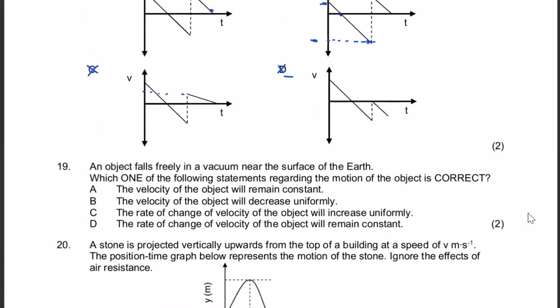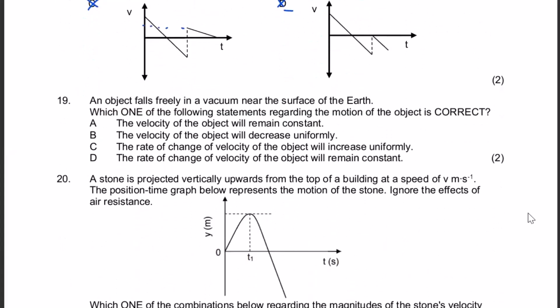Then moving on to question number 19, it reads there, an object falls freely in a vacuum near the surface of the earth. Which one of the following statements regarding the motion of the object is correct, right? So we should know that our acceleration is going to be constant. That's number one. So the rate of change of velocity is also going to be constant, right? So if we were to go to these options, A says the velocity of the object will remain constant. The rate of change of velocity is the one that is constant, right?